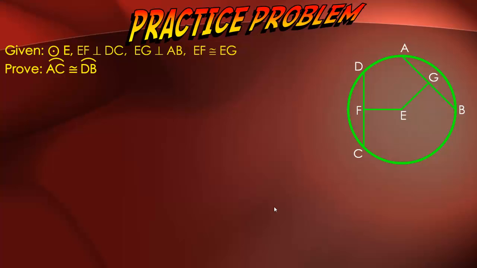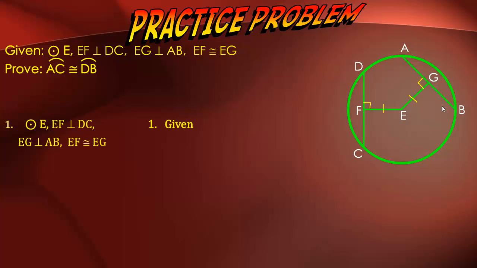All right, so let's try a practice problem. We are given circle E. We are also given that EF is perpendicular to DC and EG is perpendicular to AB. So we know this, we know that, and we know that EF is congruent to EG. We need to prove that arc AC is congruent to arc DB.